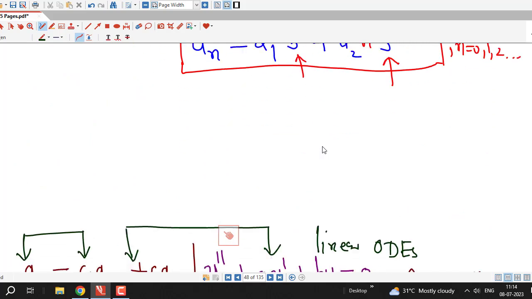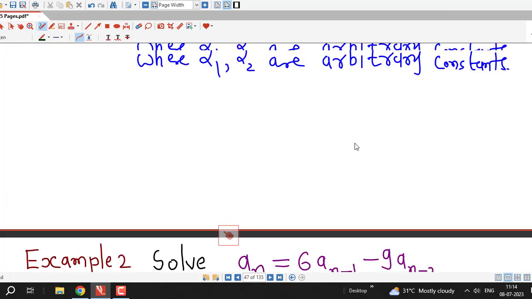Okay, fine. So we will continue with the method of solving linear recurrence relations with constant coefficients in upcoming lectures, and I stop here.